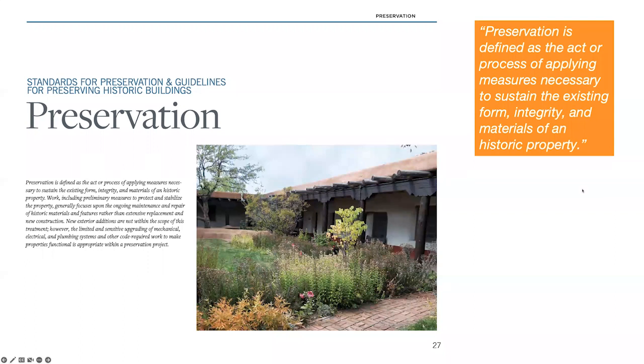So preservation, and I've taken the tiny text and blown up the important part, is defined as the active process of applying measures necessary to sustain the existing form, integrity, and materials of a historic property. And over the last decades, it used to be they talked about buildings. Increasingly, they talk more about sites and context. So they've broadened the scope a little bit, so that it's not just the object of the building, it might mean the whole property. Could be a garden is contributing, could be other things. And there's actually a set of guidelines related to preserving landscapes as well.